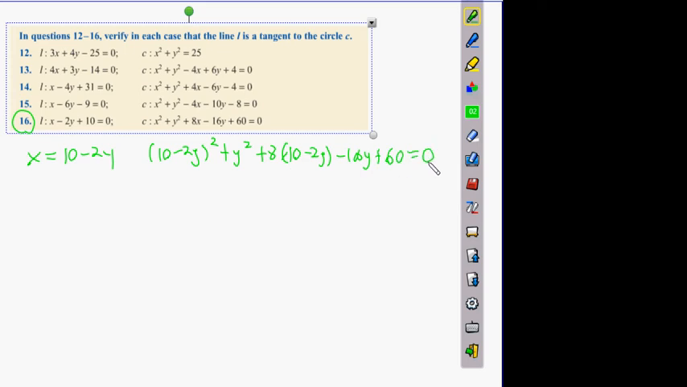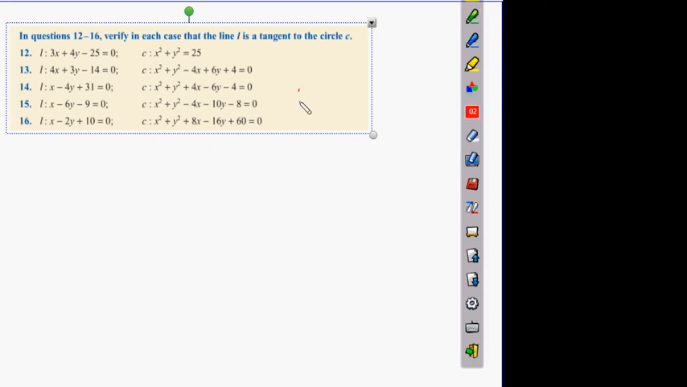Everybody happy with that? Yes, you multiply it out, you get a quadratic. You should only get one answer for the quadratic. You should get one y value and one x value, and that technically proves it's a tangent. Nothing we haven't done before. Second way of doing it. Okay? Second way of doing it is to first find out the radius of the circle. Radius of the circle equals the square root of g squared plus f squared minus c.